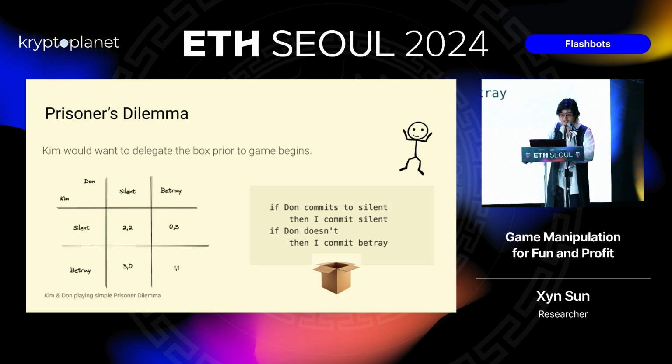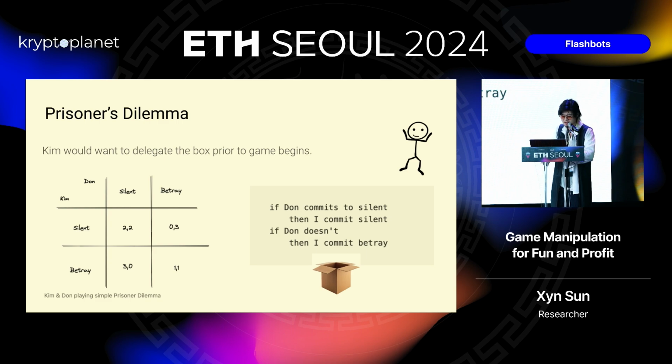Now, suppose they're playing this real simple game, Prisoner's Dilemma. I'm sure you're all super familiar with it, right? You basically have cooperate and defect operations. You can draw them in a matrix. One strategy Kim could play is to delegate to the box prior to the game beginning. For example, Kim can say, if Don commits to cooperate, then I will commit to cooperate. If Don doesn't, then I commit to defect. It's similar to hiring a lawyer or an attorney to represent your legal rights and never deviate.